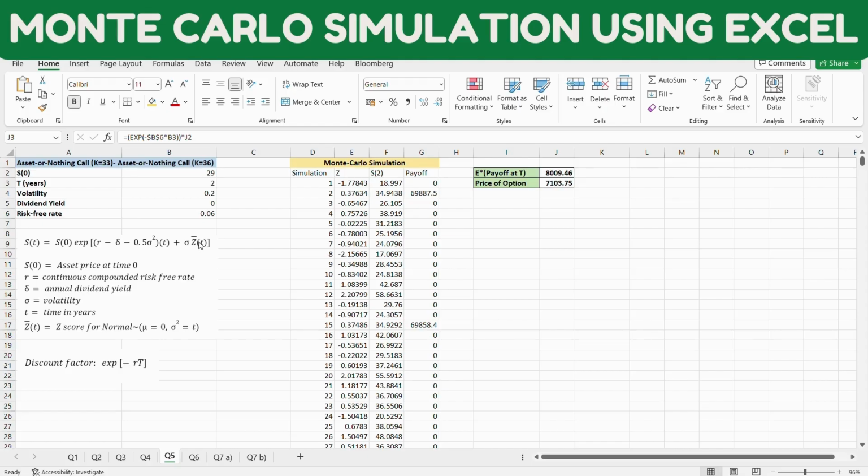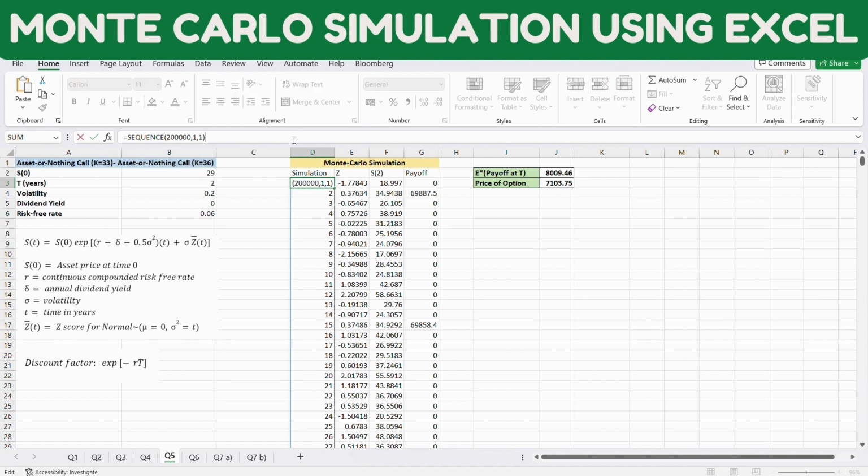To determine the price of the exotic option using a Monte Carlo simulation in Excel, you can follow these steps. First, we need to set up our Excel spreadsheet with the necessary inputs and formulas. So, we key in the information given in the question in the Excel sheet. S0 will be 29. The time to maturity will be 2 years, volatility will be 0.2, dividend yield will be 0 since it's a non-dividend paying stock, risk-free rate will be 6%.